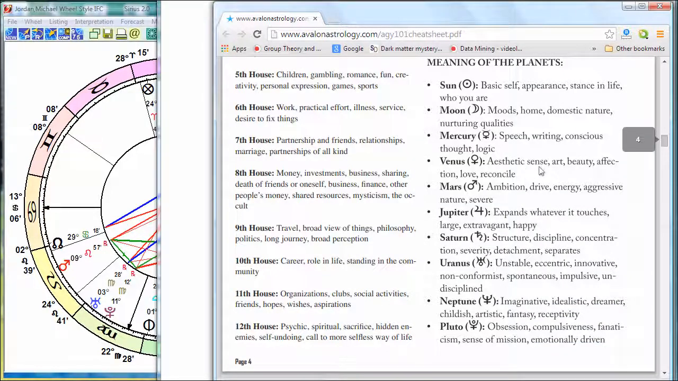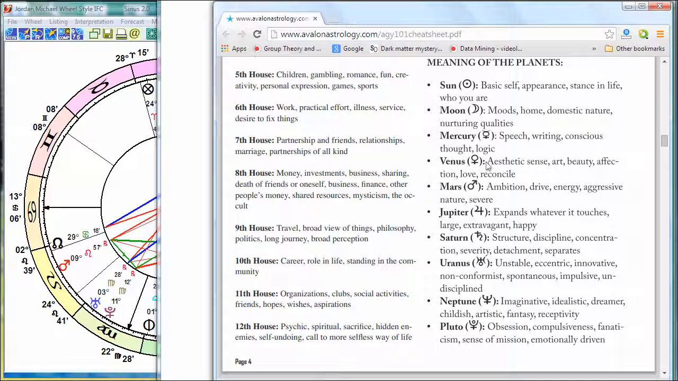Okay, so I said Venus, aesthetic sense, art, beauty, affection, love, the ability to reconcile or negotiate, to be pleasant. There's Saturn, the wise old man, structure, discipline, concentration, severity, detachment. Some people say it separates things, isolates things. Different emphasis by different astrologers. Okay, so there's some of the basic language of astrology, and then again, all you do is connect the ideas.